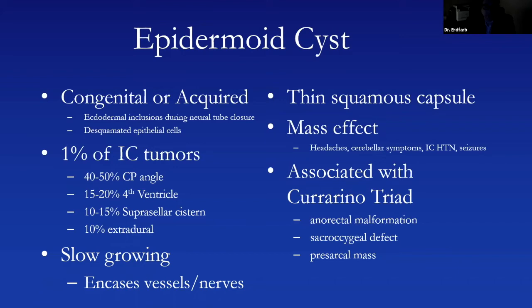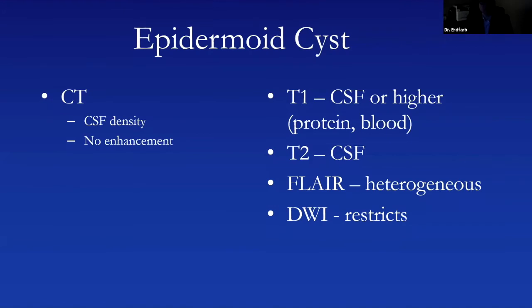They therefore don't sort of displace and destroy, but they'll encase, so they can get around vessels. It obviously complicates removing them. They have a little capsule sometimes, and again, what you'll get symptomatically is headaches. You'll get symptoms of herniations. You'll get symptoms of edema. And for those who like pediatrics, it's associated with so-called Curio's triad, which people are probably familiar with. So that's your epidermoid cyst.